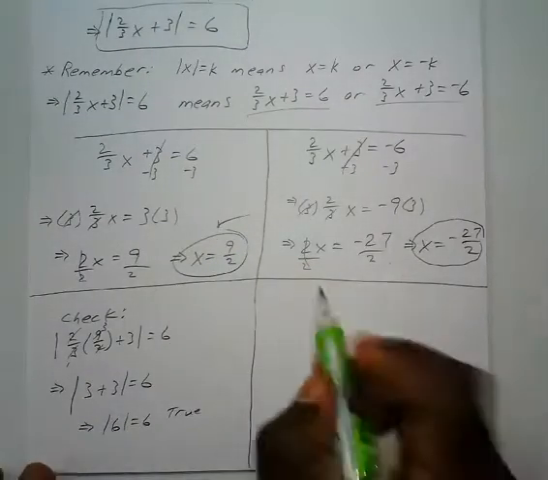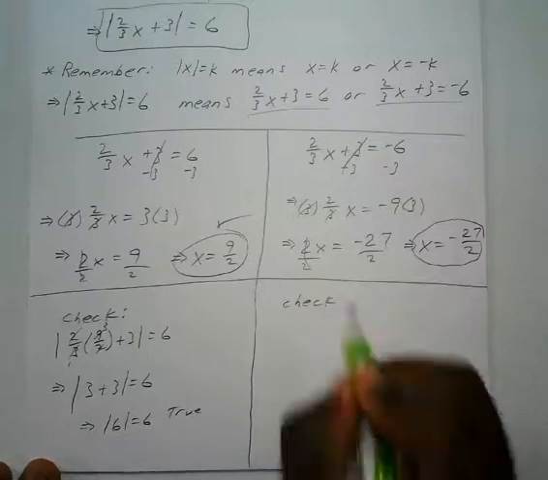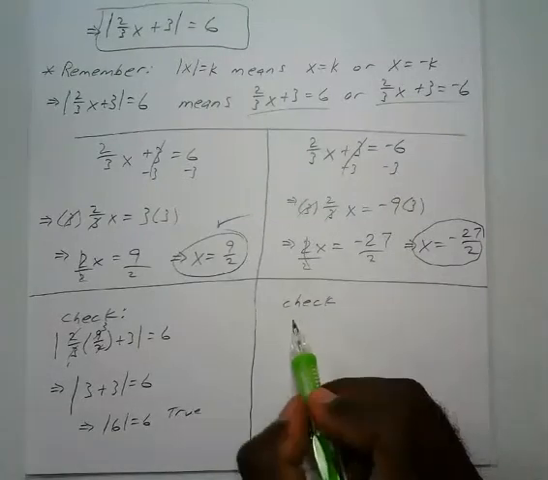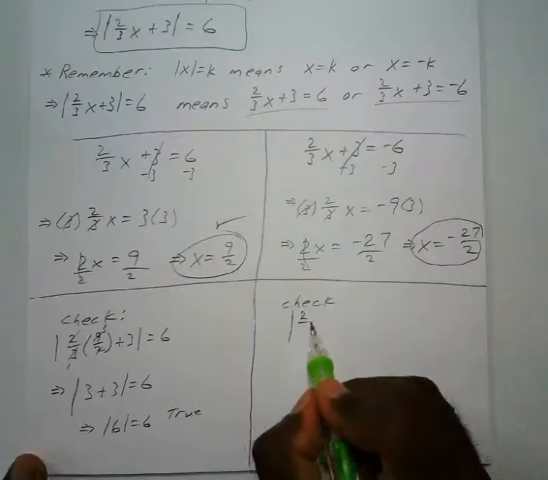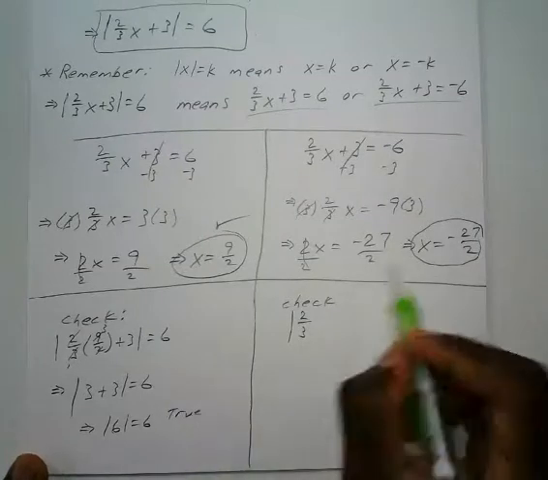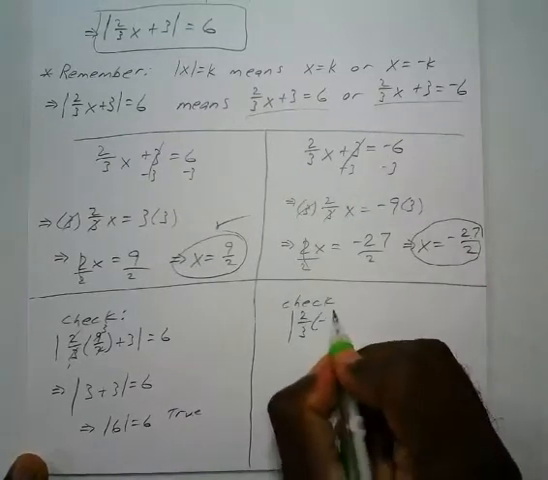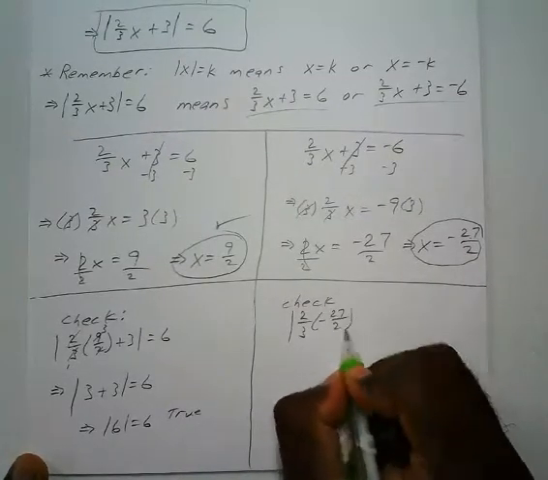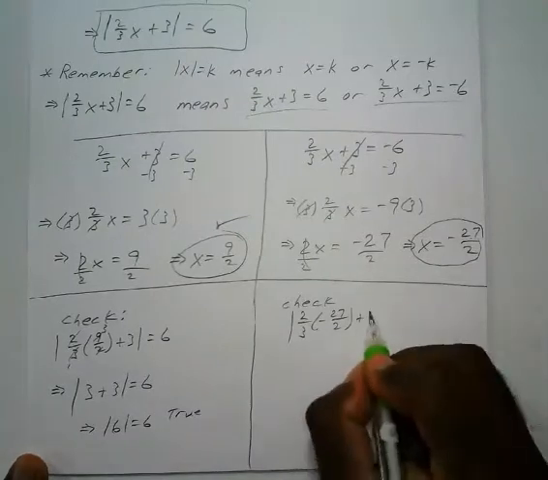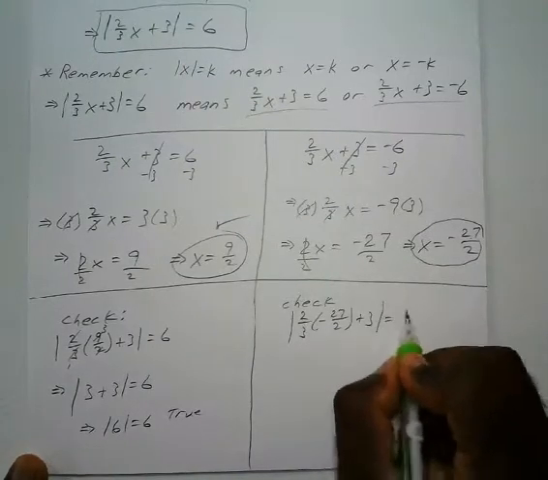Okay, we do the same thing here. We just check our answer. So we have the absolute value of 2 over 3, and instead of x, we put in negative 27 over 2 plus 3 equals 6.